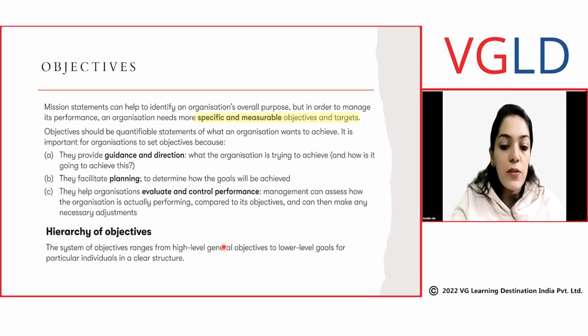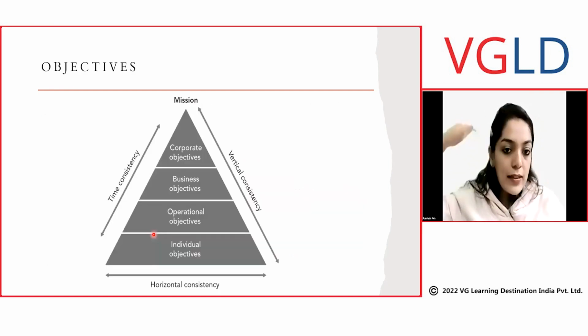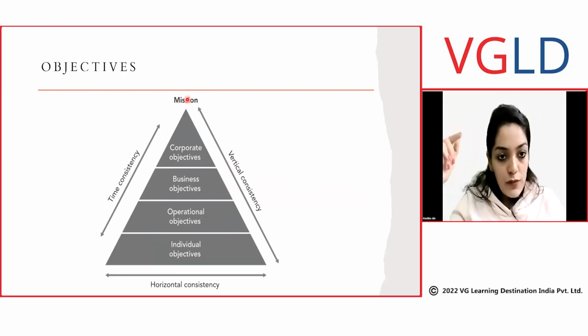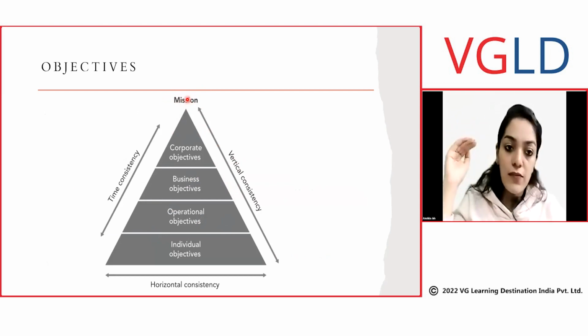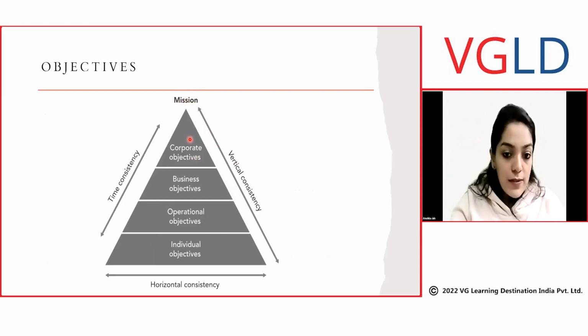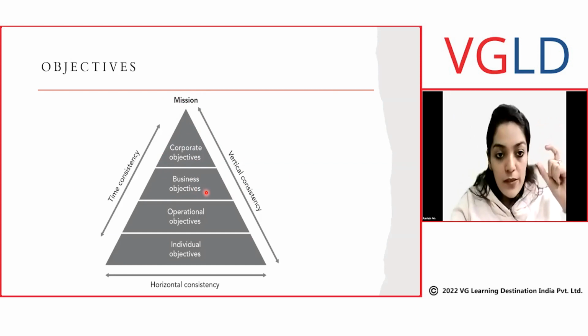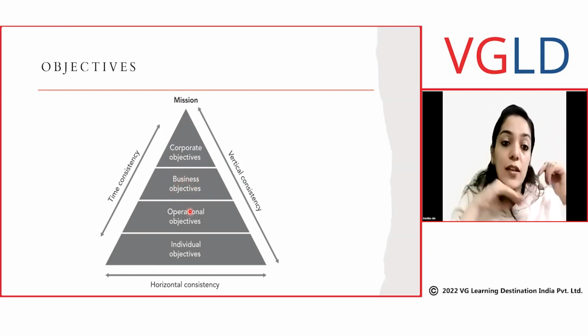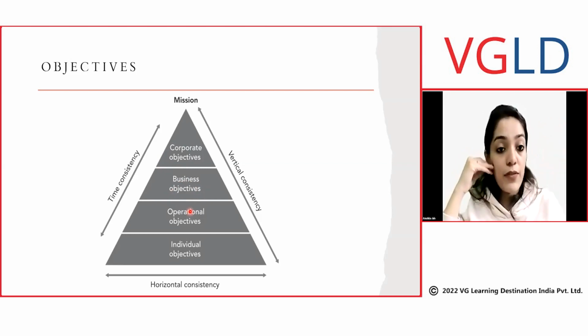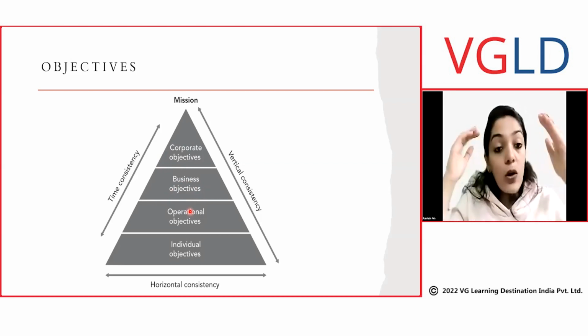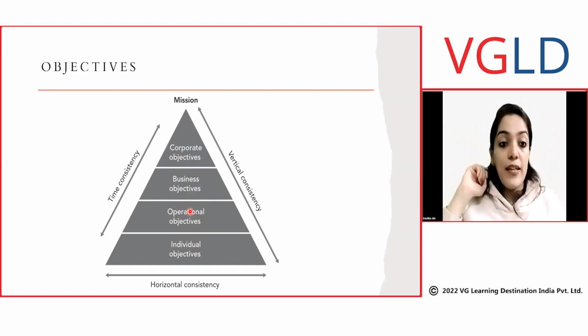The hierarchy of objectives ranges from high-level general objectives to lower-level goals of particular individuals in a clear structure. But there's a proper hierarchy, right? You report to someone, then the hierarchy goes up. So that is how there is a hierarchy for objectives also. See how it is done. Mission is there on the top, the first topic which we studied. Why is the company there in a general way? Then, what are the corporate objectives at a corporate level? Then for each business within that corporate, what are the business objectives? Then within that business, at each operational level, like for the accounts department, marketing department, manufacturing department, there are operational objectives. Now within that department, what is the objective of each individual?